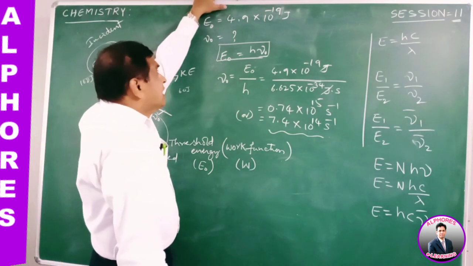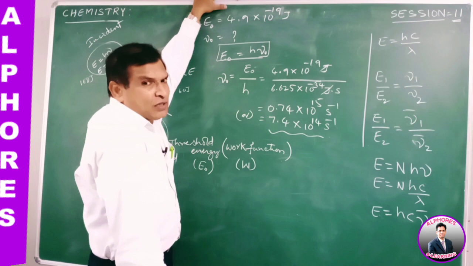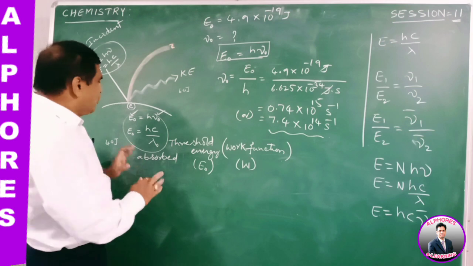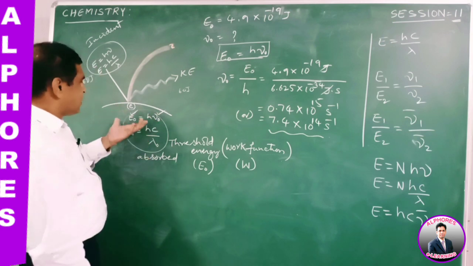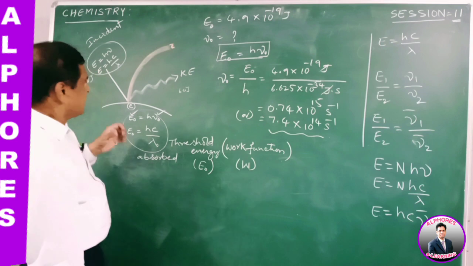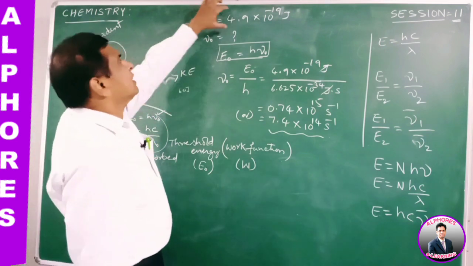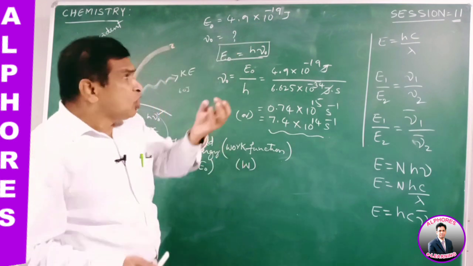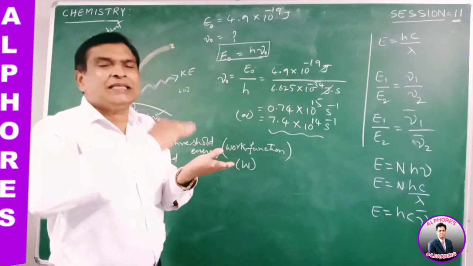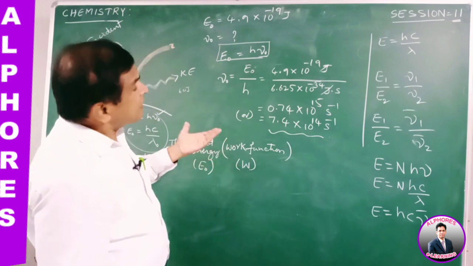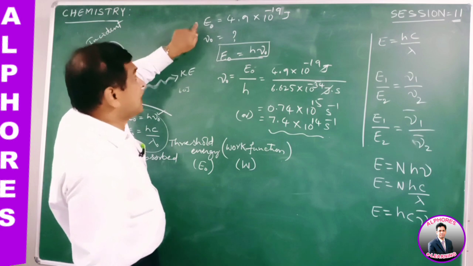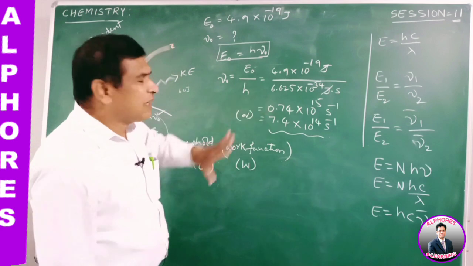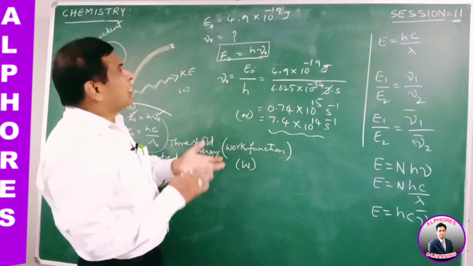So we calculated the threshold frequency of the light. The data available is only the absorbed light, that means the work function or threshold energy of the light, 4.9 into 10 to the power minus 19. By absorbing this much energy, the electron can be ejected from the metal surface. What is its threshold frequency? That we calculated like this. This is the concept of the problem.